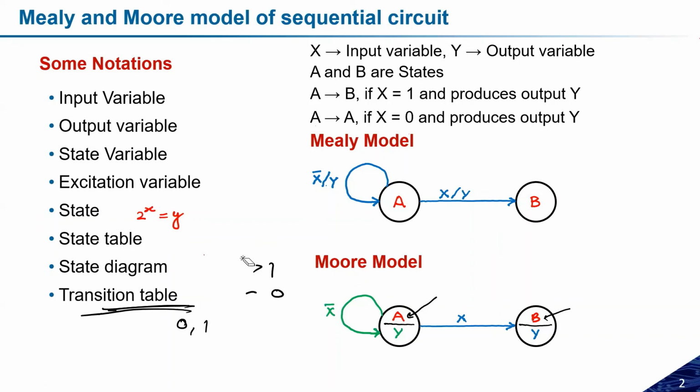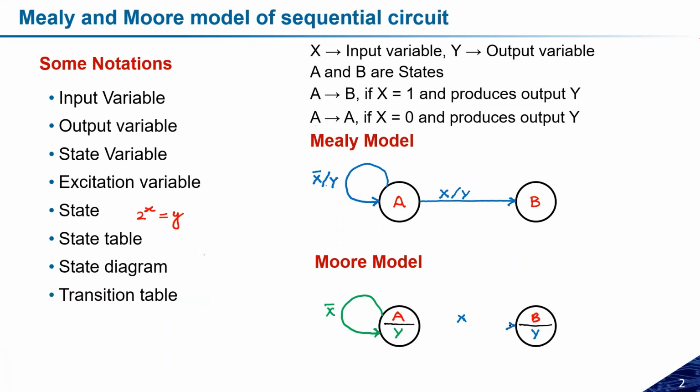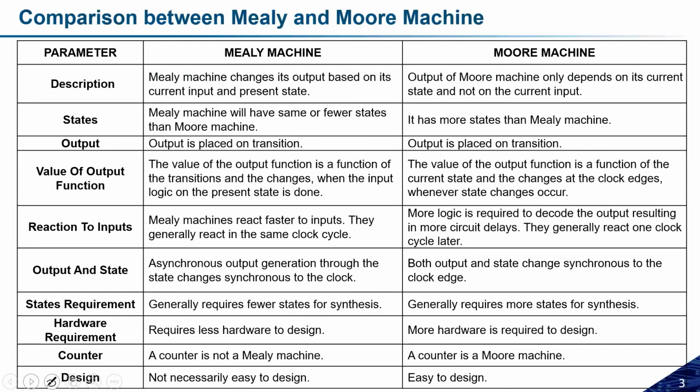So if they are represented in 0 and 1, then we can call it the transition table. These are some of the representations in the Moore and the Mealy model, and you should understand the difference between all these things. So if you have any doubt, then you can ask the question. Otherwise, we need to move ahead. Fine. So the basic comparison between the Moore and the Mealy model, this is the basic comparison that we should know.